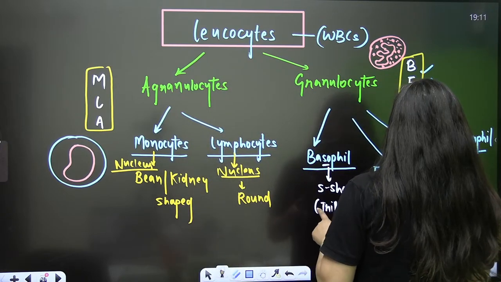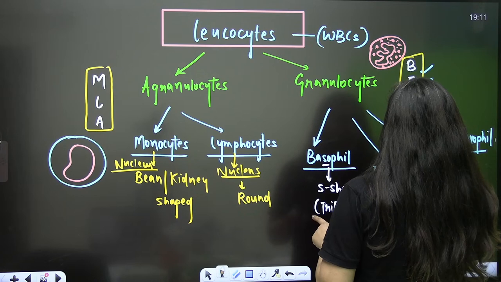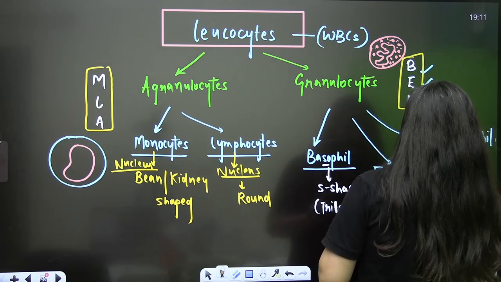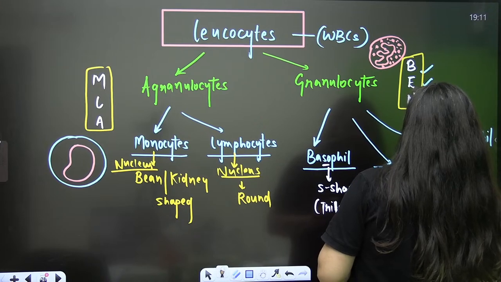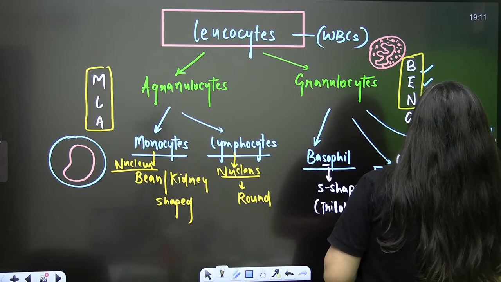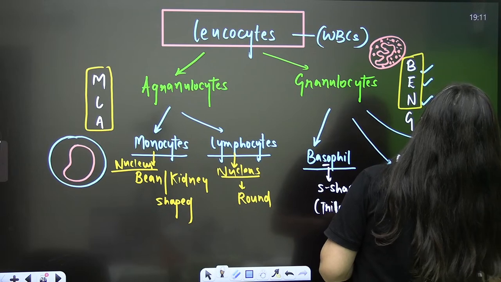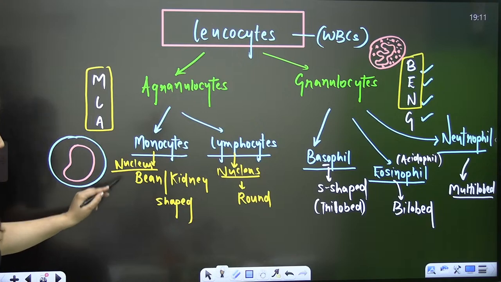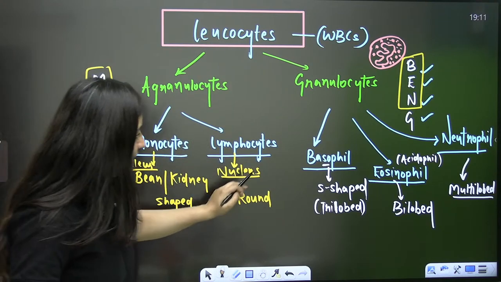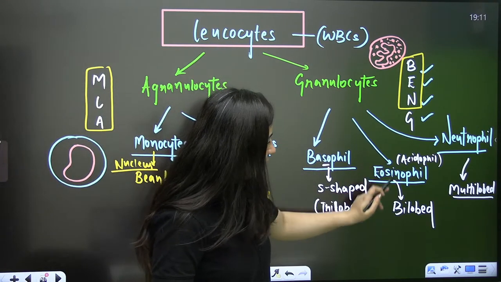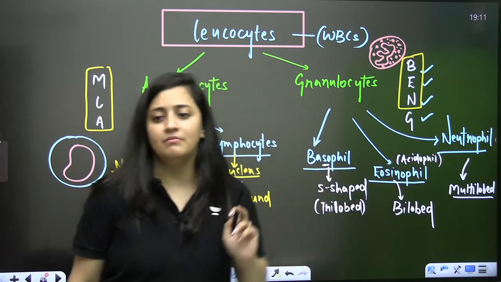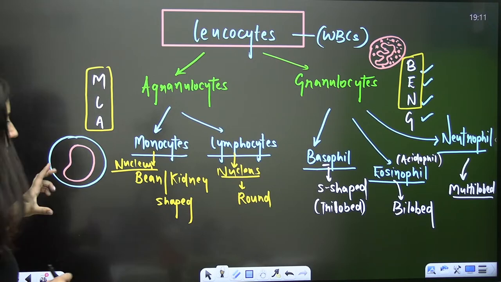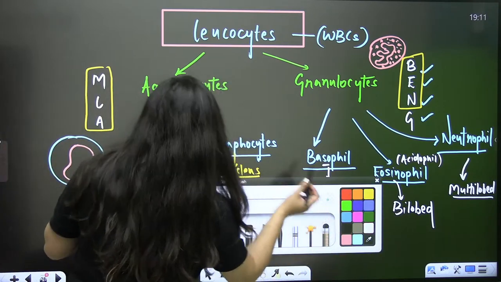Now when it is eosinophil, eosinophil is also known as acidophil. So here the nucleus is going to be bilobed. And in neutrophils, the nucleus is multilobed. So here it is bean shaped, lymphocyte round shaped, basophil trilobed or S shaped, eosinophil bilobed, neutrophil multilobed. So yes, the shape of the nucleus is important.